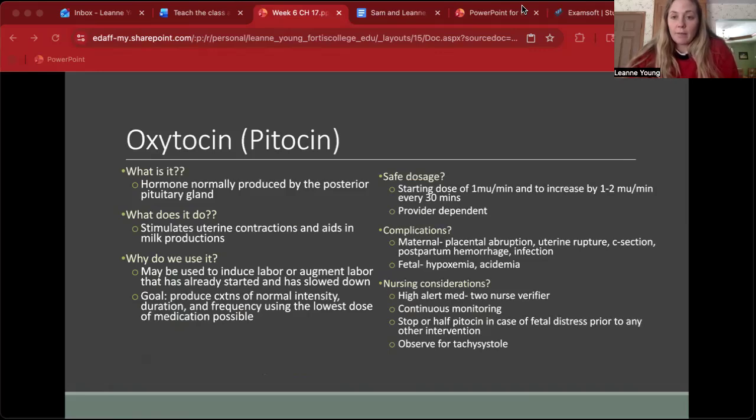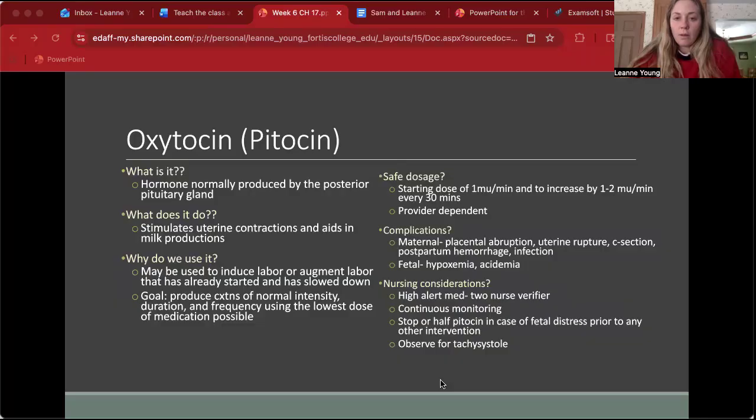Okay, it is a very high risk medication that needs to be continuously monitored, especially from a fetal standpoint. Okay. We also need to stop or halt the Pitocin, like I said, in case of fetal distress, and watch for having too many contractions. Okay.